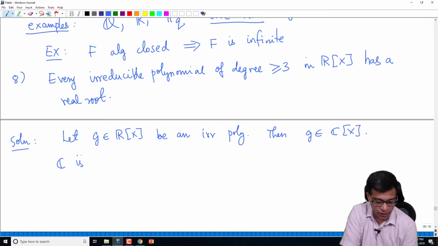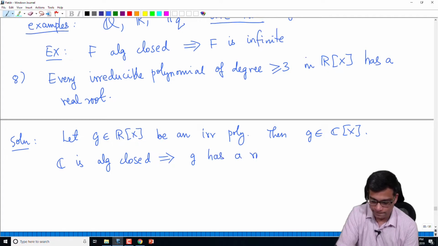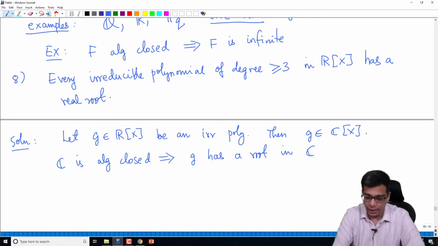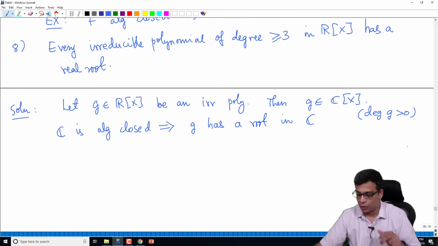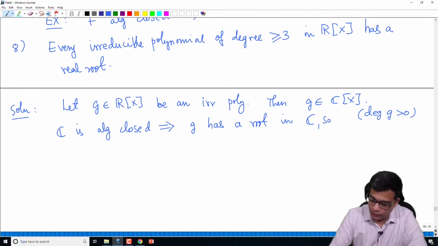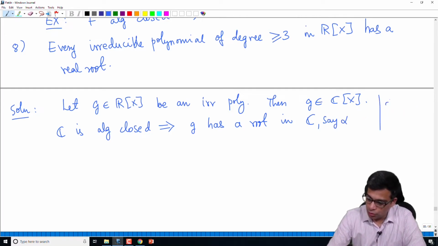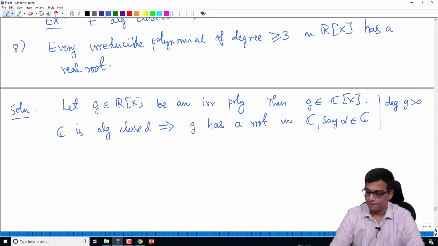Now C is algebraically closed, which implies G has a root in C. Because it's an irreducible polynomial, the degree of G is automatically positive, and C being algebraically closed means every non-constant polynomial has a root. So degree G is positive, so it has a root, say alpha in C.